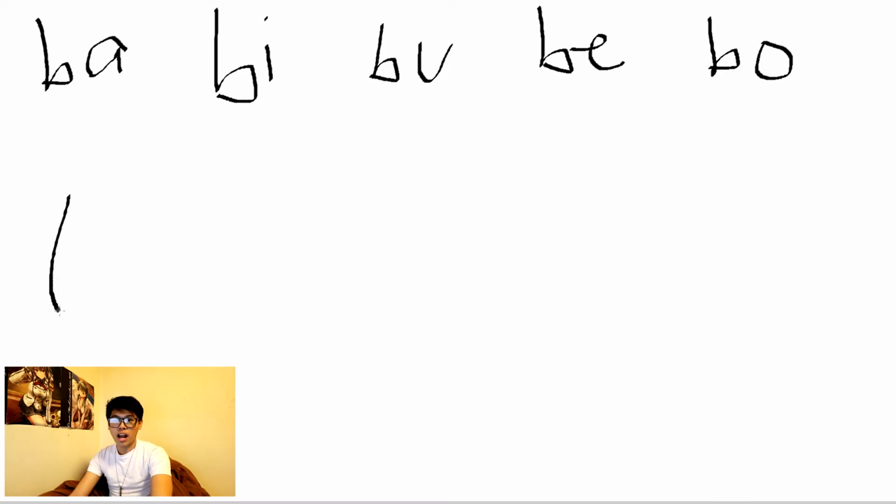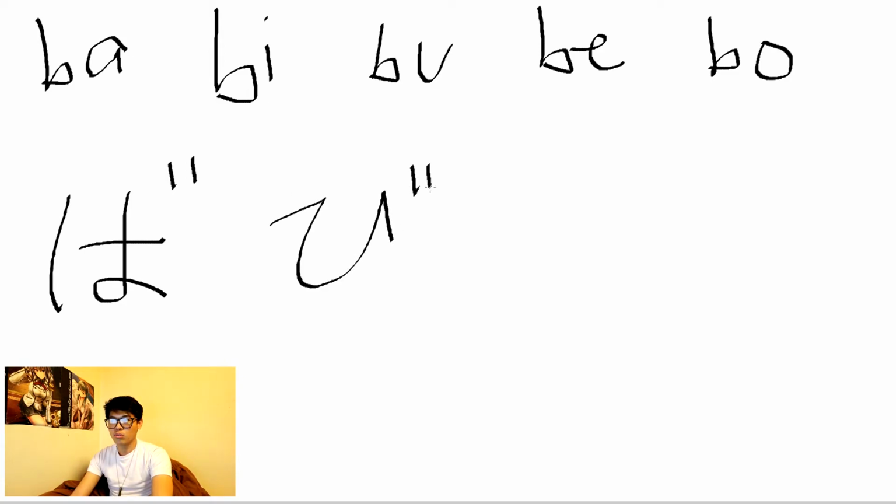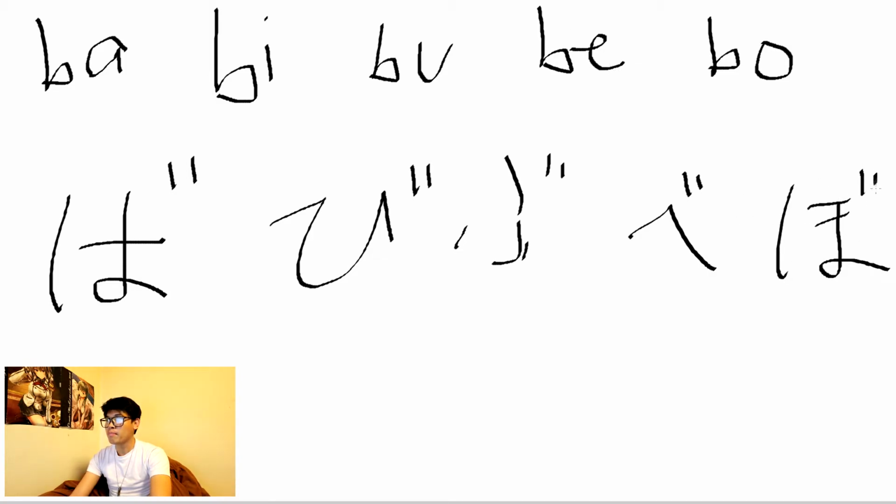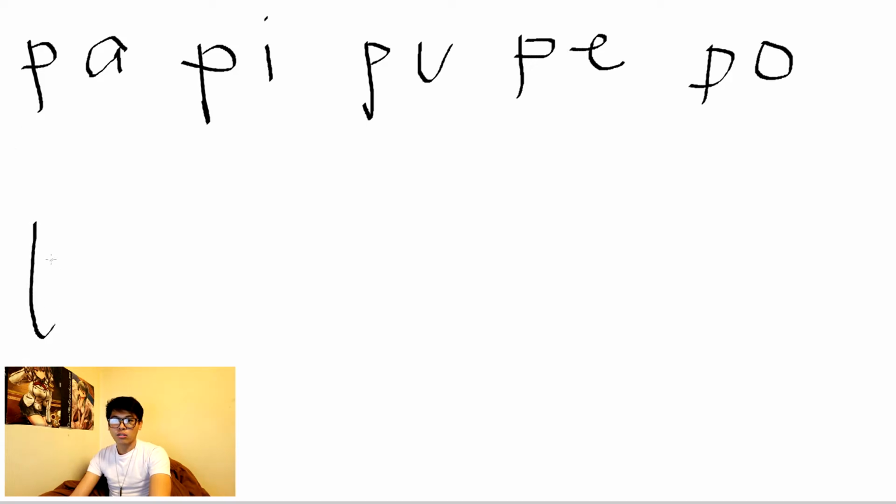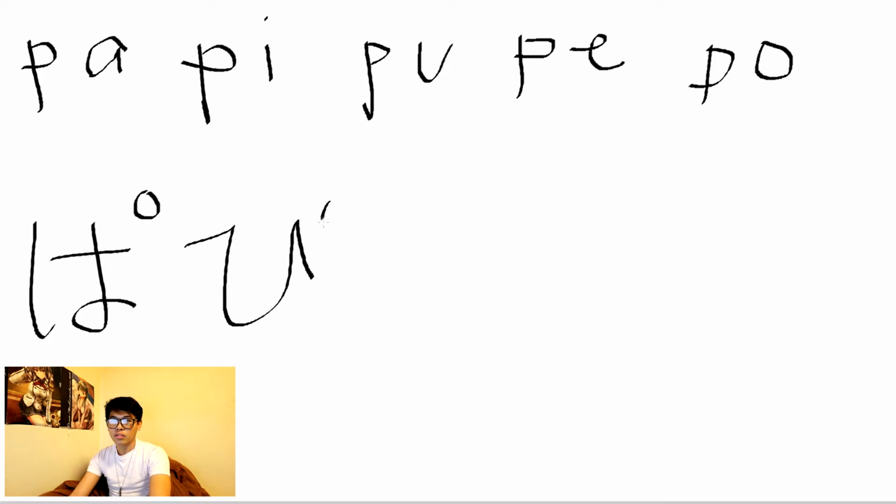So ba. Simple. Let's get ha and then put some dots. From hi, you just put this one to become bi. From fu, you just put this one to become bu. From he, just put this one to become be. From ho to bo. So how about pa? From ha, you just put a small circle here to become pa. Hi, put a circle to become pi.